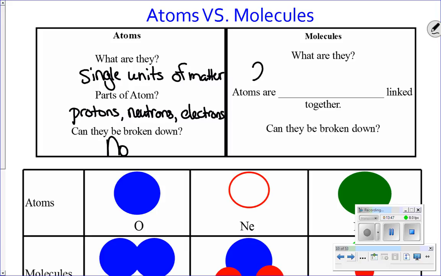Molecules are two or more atoms that are chemically linked or bonded together.